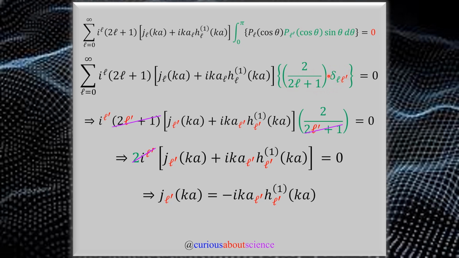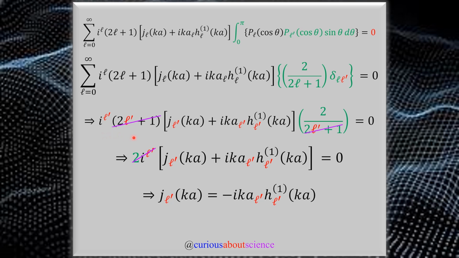2 over 2L plus 1, delta L L prime. Now, this is a summation, of course, but because of the delta, we know that we can only be allowed one value of L, which is namely L prime. And that's what we see here. So we don't have to worry about the summation anymore. We can drop that out.